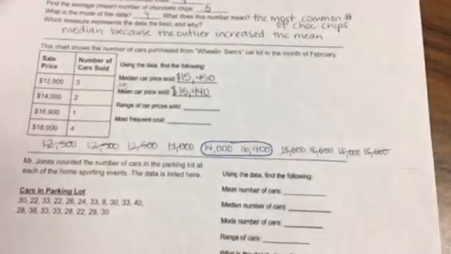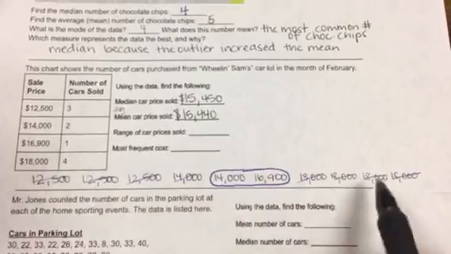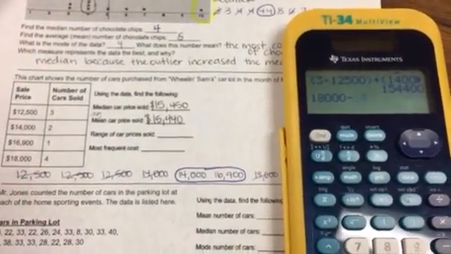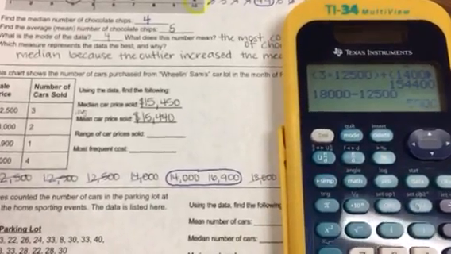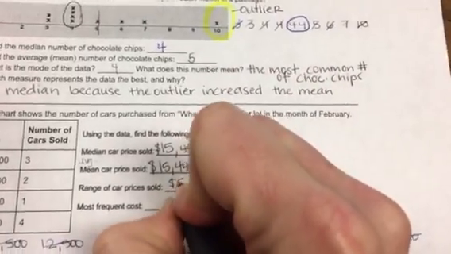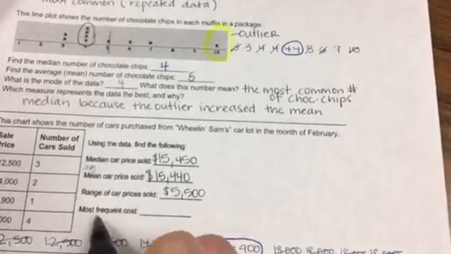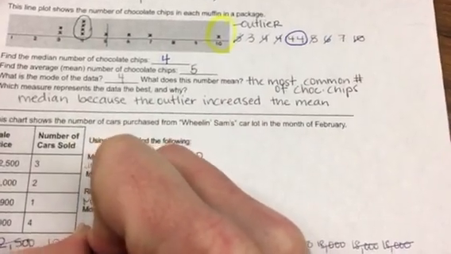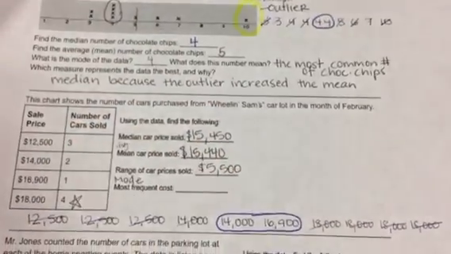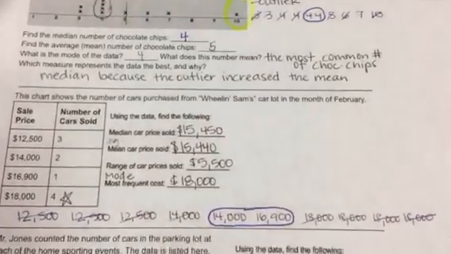The range. The range is a measure of the spread of the data, and it goes from the smallest number to the largest number. So to find that, we do 18,000 minus the smallest number, which was 12,500. So the range of the data is $5,500. And then it says the most frequent cost. This would be your mode, of course. And you can look right here and see that this is the mode. So the most frequent cost was $18,000.